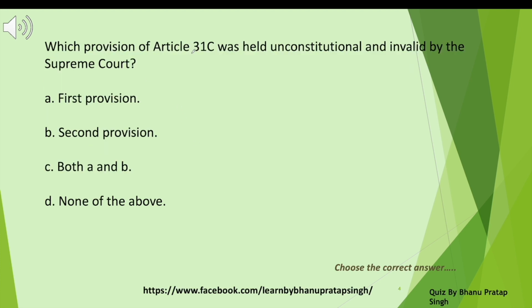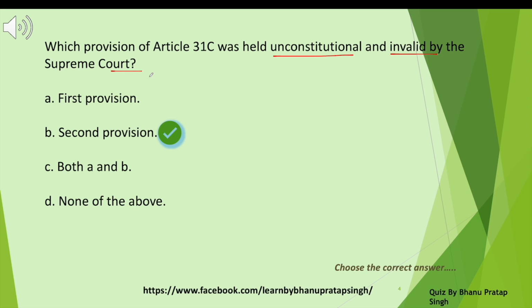Next question. Which provision of Article 31C was held unconstitutional and invalid by the Supreme Court? Option A first provision, option B second provision, option C both A and B, option D none of the above. So which provision of Article 31C was held unconstitutional and invalid by the Supreme Court? Let's check out the answer.